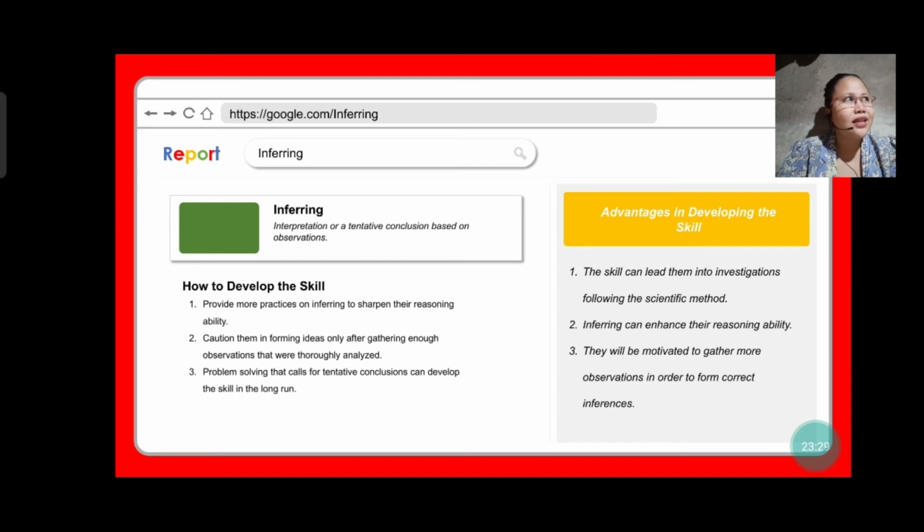Since they have inferred that not all leaves are colored green, to really prove that, they will gather more data. So what are the different colors of the leaves? In order to form the correct inferences, they will collect more data, for example, collect more other colors of these leaves to prove that not all leaves are green.